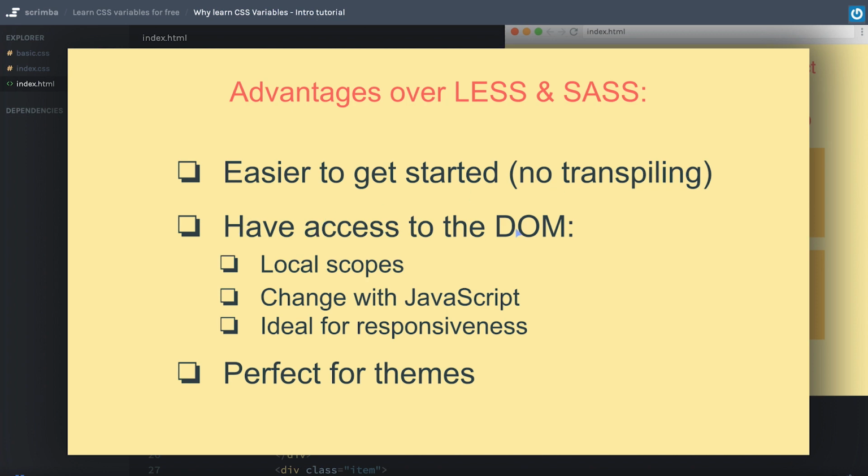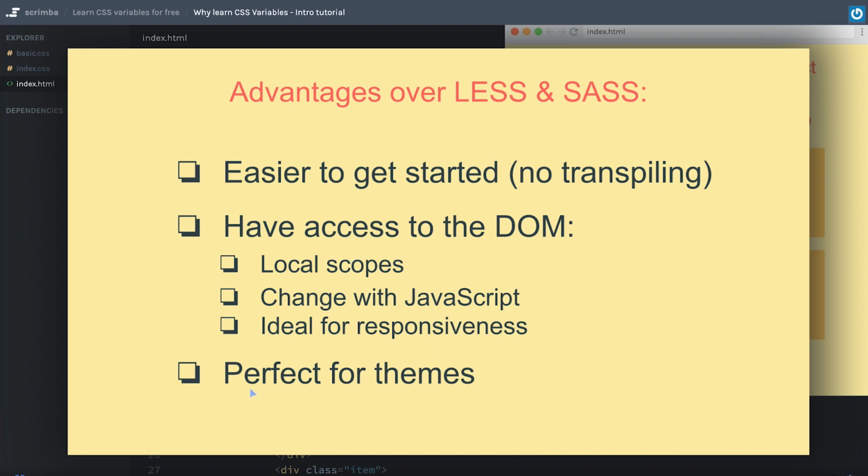Secondly, CSS variables have access to the DOM, so you can create local scopes, meaning CSS variables that only work in a certain section of your app, for example. You can also change the variables with JavaScript, which is really handy. For example, if you want to enable your users to, let's say, change the font size of your page. And it's also ideal for responsiveness, as you can change variables, for example, based upon media queries. And neither of these use cases, which I'll show you later, would be possible with Less and Sass.